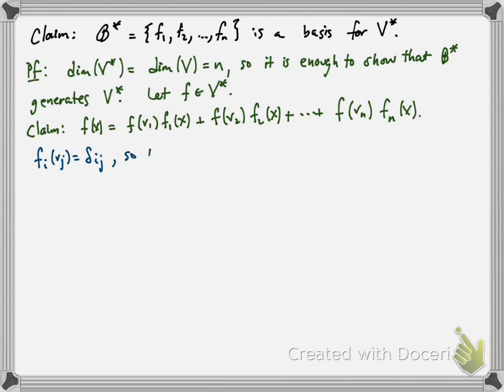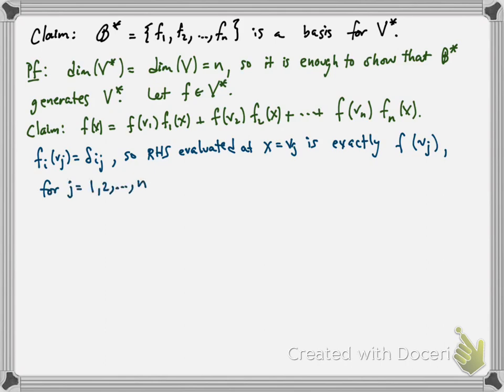How can we check this? Just notice that f_i of v_j is delta ij. These are the coordinate functions. So when I evaluate the right-hand side at v_j, I get exactly f of v_j, because f_i of v_j is 0 unless i equals j. This is true for j equals 1, 2, all the way up to n. Then we extend by linearity, and the theorem says there's a unique way to extend it. Since both sides of this expression are linear transformations, by uniqueness the right-hand side has to equal the left-hand side.